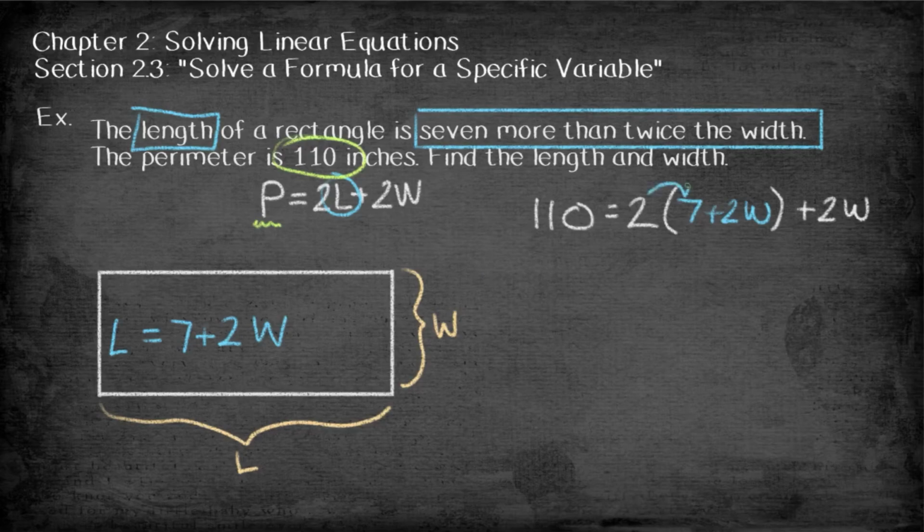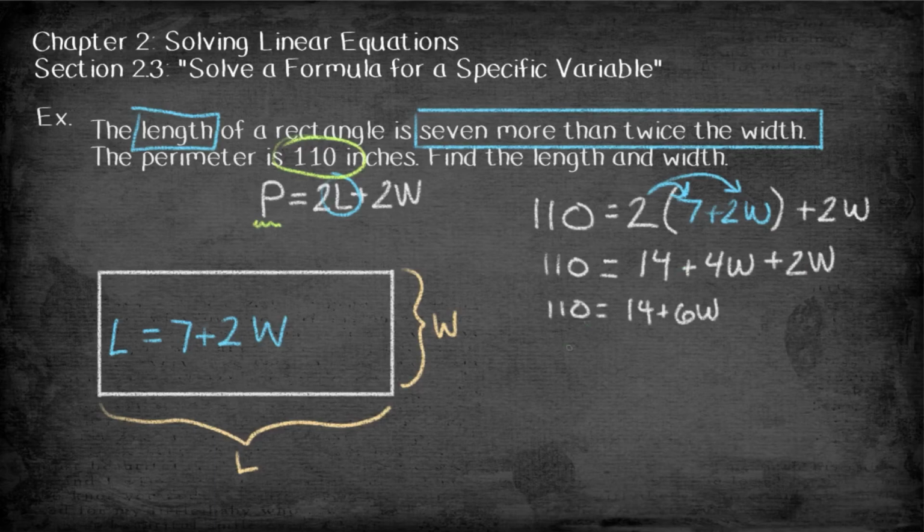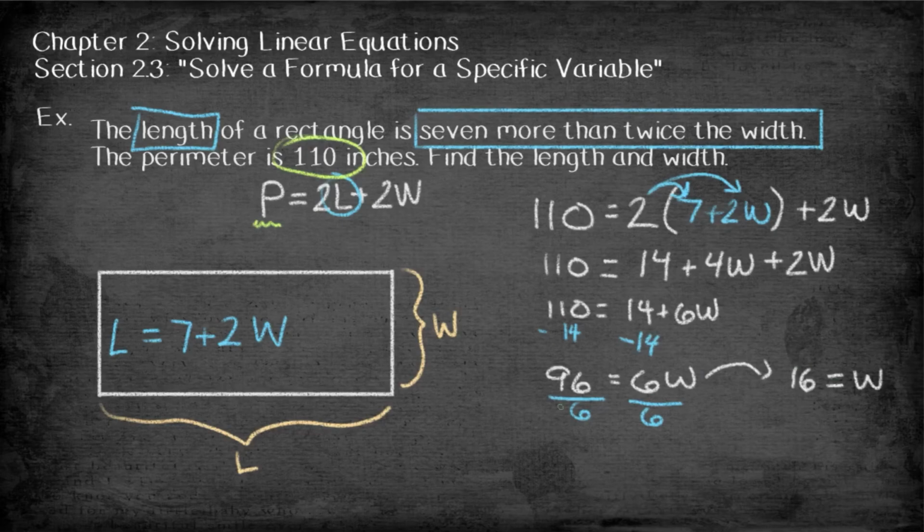Distribute. Now to get W by itself, we have to subtract 14 from both sides. And then finally divide out the coefficients. And we get that 16 is equal to W.